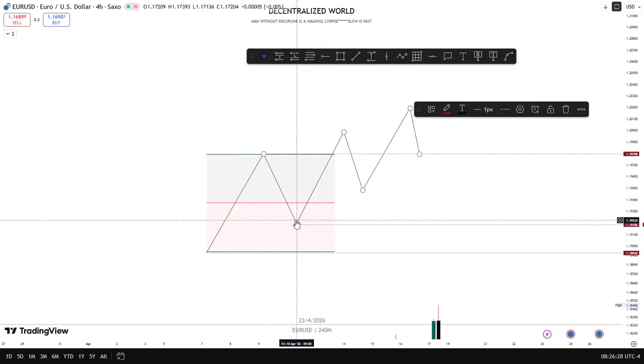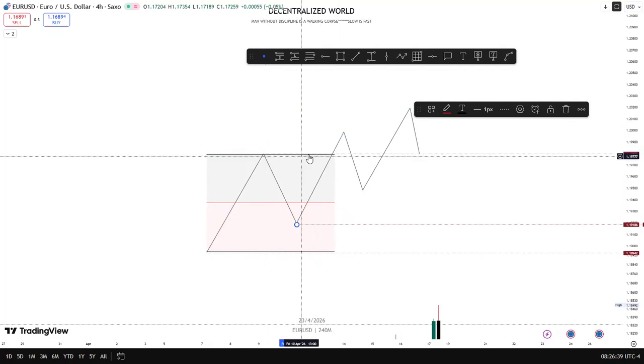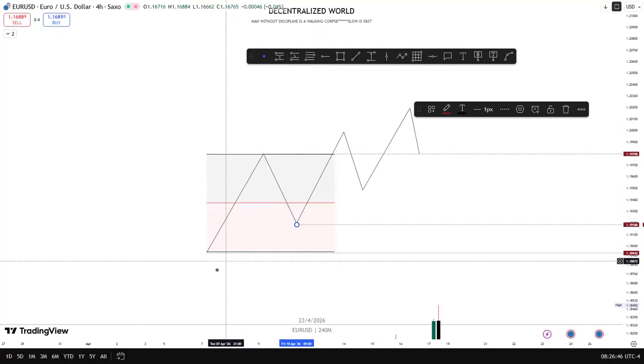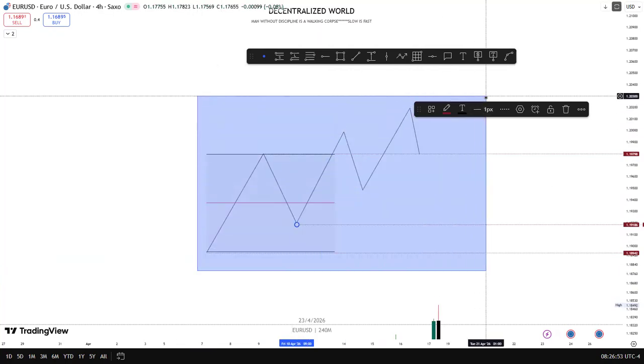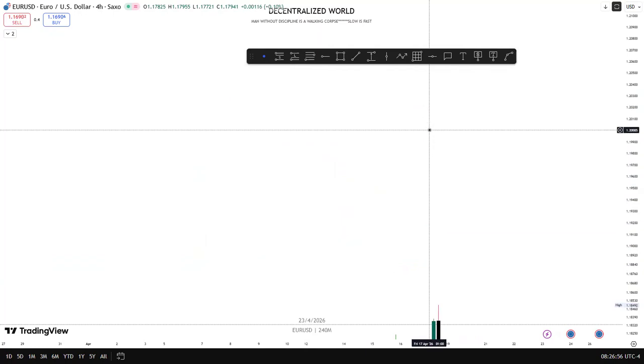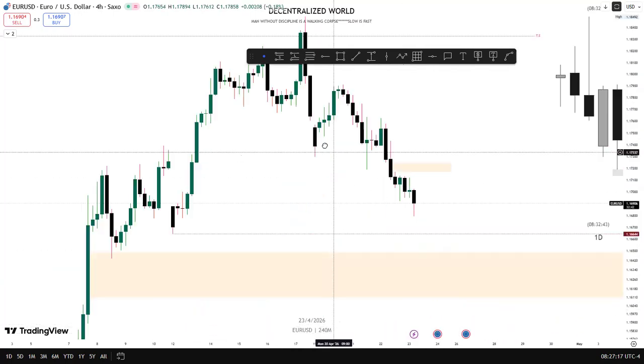So from this point, what will be the target? That will be the external liquidity. Yes. Then after taking the external liquidity, what will be the next target? Internal. So that's how the market basically works, from external to the internal, from the internal to the external. It's just as simple as that. When you come to the chart and look at the price action, if the market has already taken out the external, then your target will be the internal. If the market has taken out the internal, then your target will be the external. Do you understand? Yes. It's as simple as that.